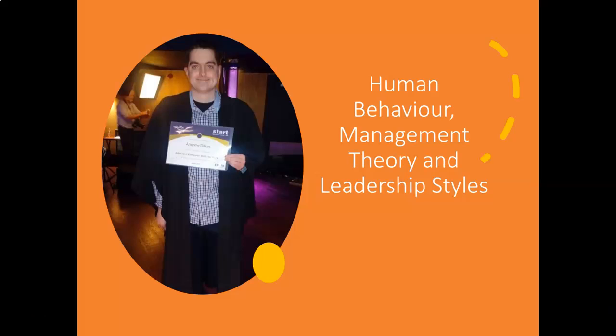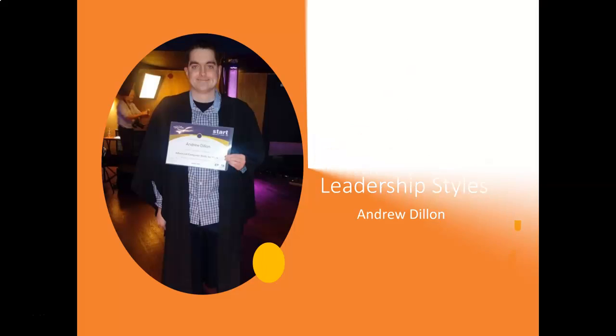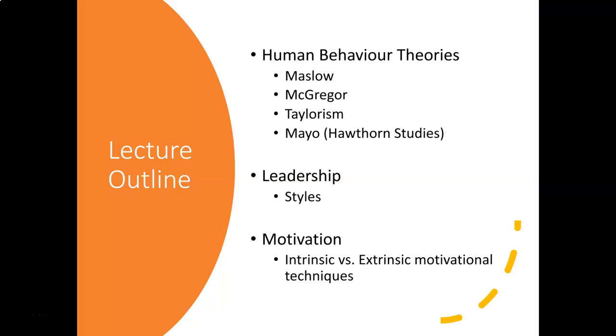Human behavior, management theory, and leadership styles. Okay, let's start with the first slide, which is called the lecture outline. Human behavior theories: Maslow, McGregor, Taylorism, and Mayo, which is about the Hawthorne studies. Leadership styles. Motivation: intrinsic versus extrinsic motivational techniques. So those are the lecture outlines on human behavior, management theory, and leadership styles.